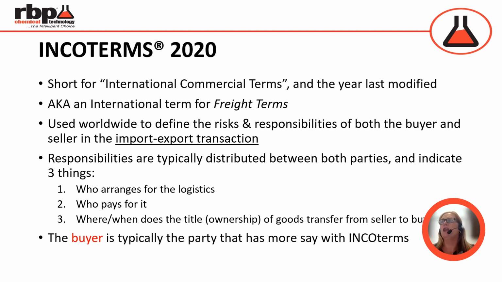These also can be referred to as freight terms, but not to be taken exactly in the same language that we use domestically. And again, this is just defining the risks and responsibilities. You're looking at who's going to arrange for the logistics, who's going to pay for it, and at what point from point A to point B between the seller and the buyer does the title or the ownership of goods transfer. And typically the buyer is going to be the party that has more say with Incoterms as far as where they want to fall on the chart.